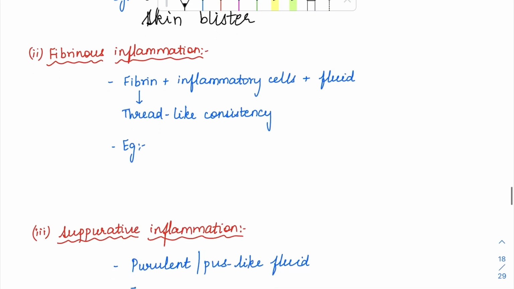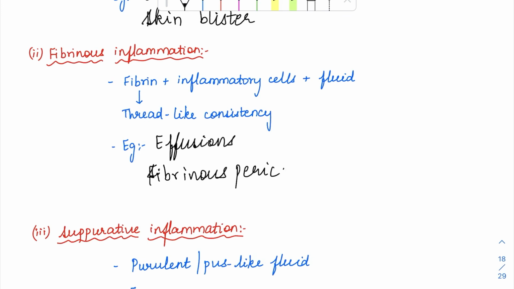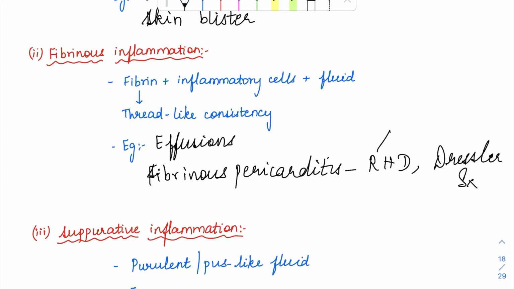And here the classical example again will be fibrinous inflammation seen in effusions. And also we have fibrinous pericarditis. So fibrinous pericarditis, we see it in many conditions, especially in rheumatic heart disease and Dressler syndrome. So Dressler syndrome is post myocarditis pericarditis. So in rheumatic heart disease, this fibrinous inflammation is going to be given a special name called bread and butter pericarditis.